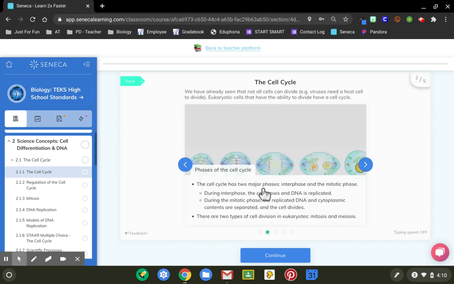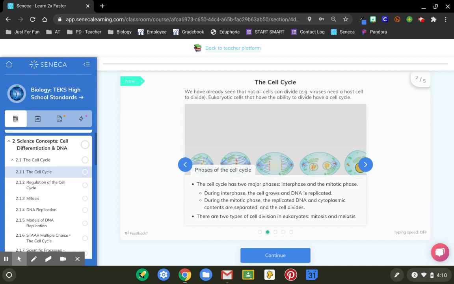So there are different phases in the cell cycle. It has two major phases. You have interphase and the mitotic phase, or what we normally refer to as mitosis. So during interphase, the cell grows and DNA is replicated. During mitotic phase or mitosis, the replicated DNA and cytoplasmic contents are separated and the cell divides.